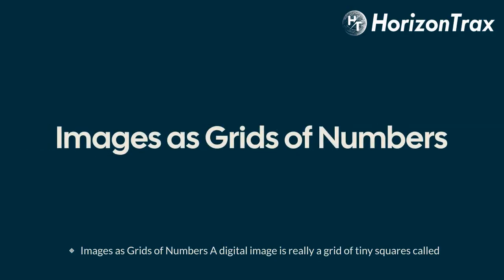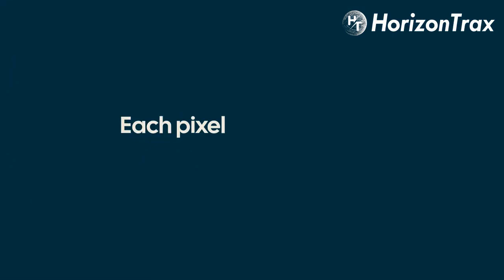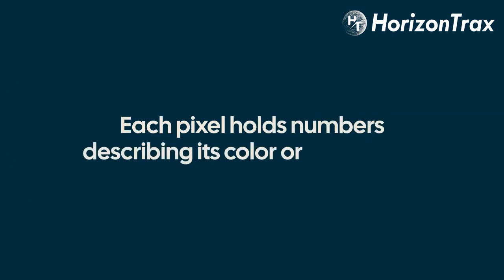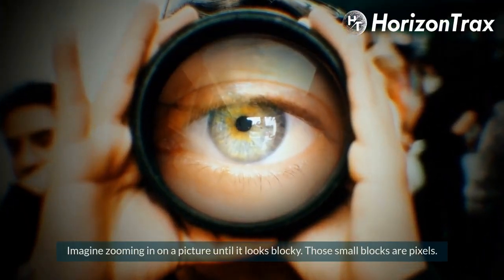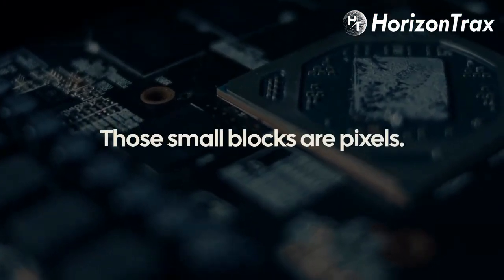Images as grids of numbers. A digital image is really a grid of tiny squares called pixels. Each pixel holds numbers describing its color or brightness. Imagine zooming in on a picture until it looks blocky. Those small blocks are pixels.